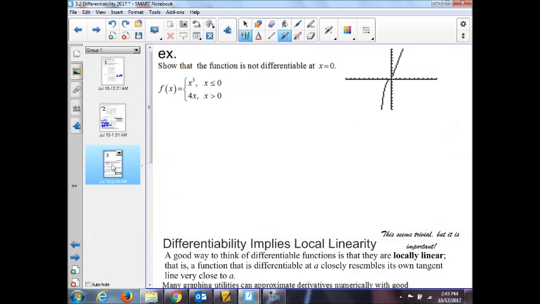Show the function is not differentiable at 0. Now we'll get into this. Yeah, sometimes, Paul, you're asking good questions, but we were getting into it.